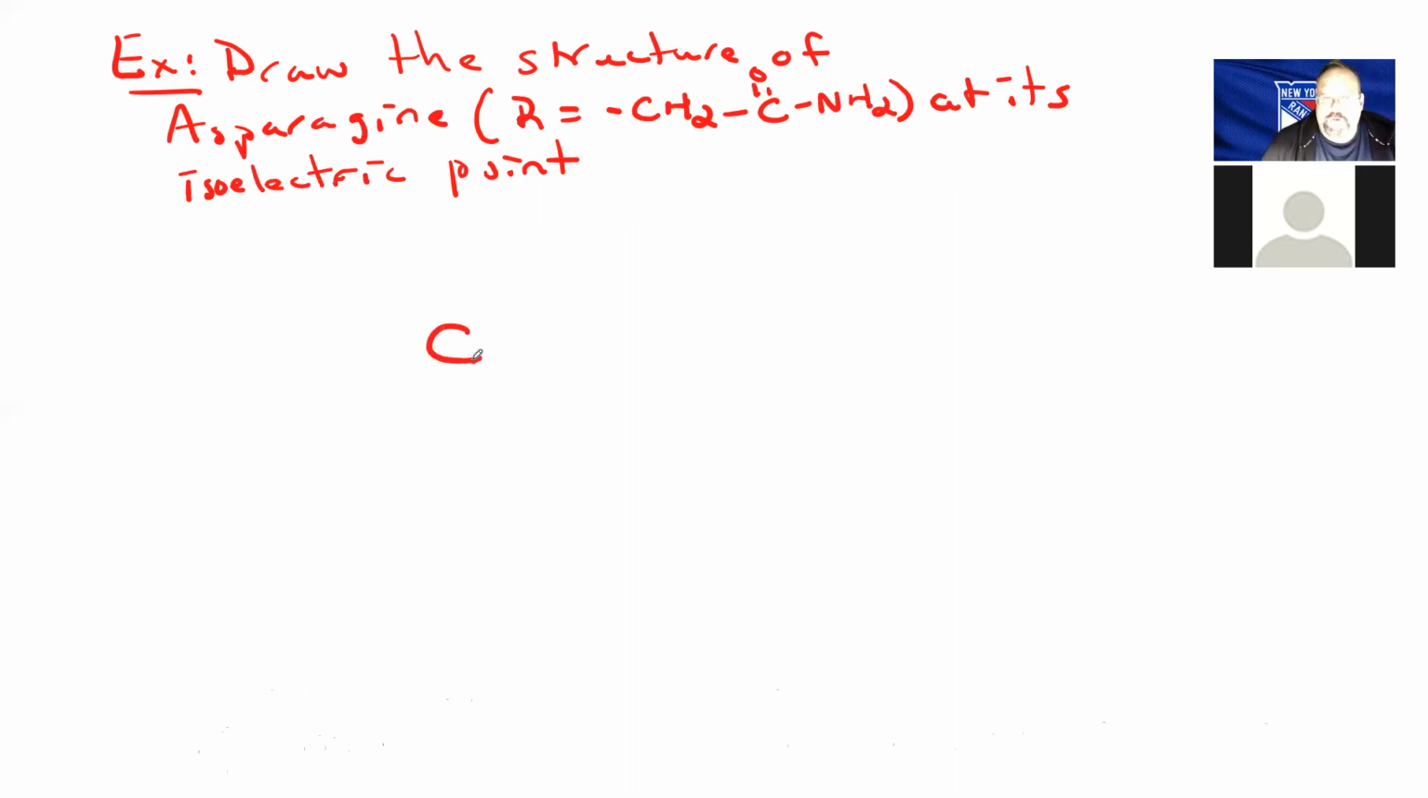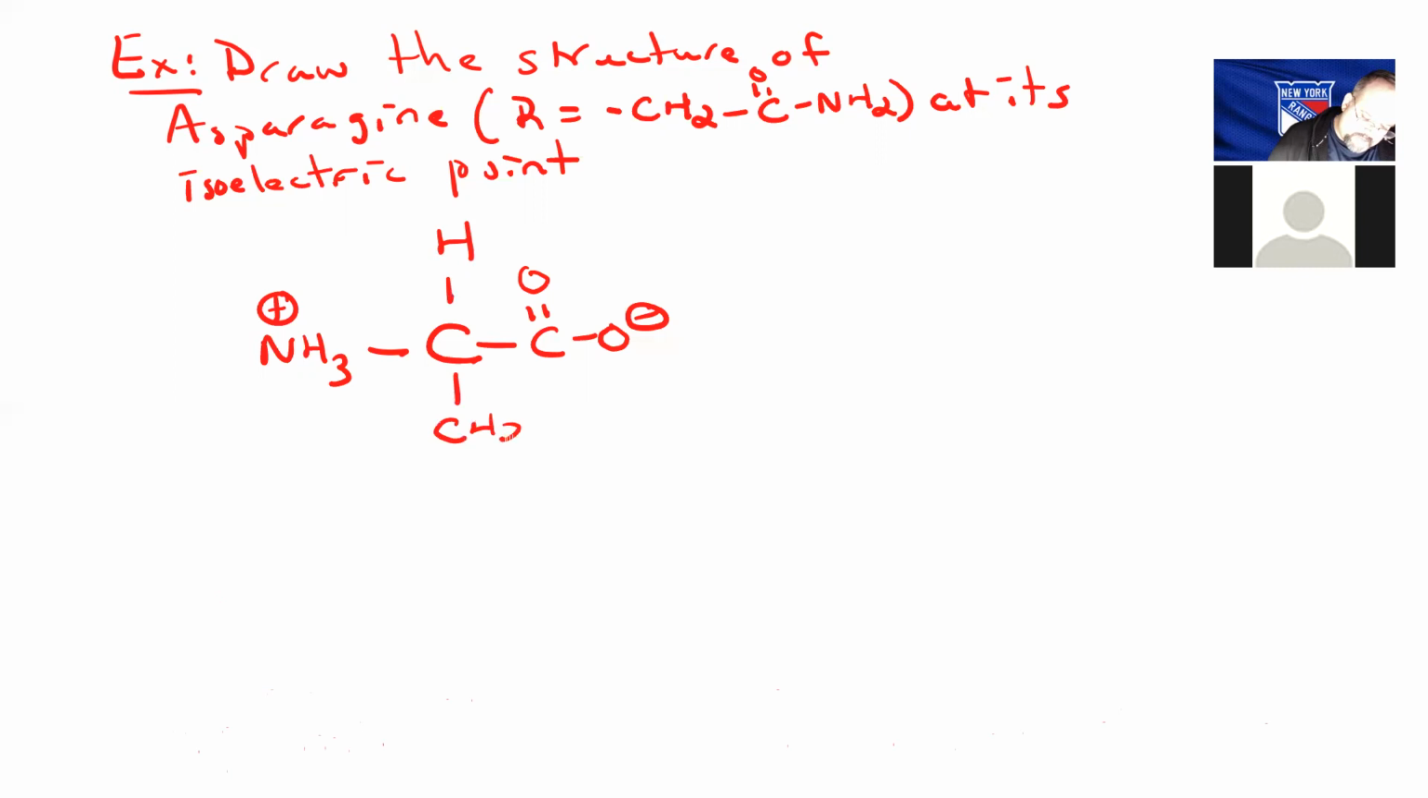If I'm at the isoelectric point, that means the amino group attached to the central carbon has to be in the form of NH3, where the nitrogen has 4 bonds and a positive charge. The carboxyl group attached to the central carbon has to be in the form of C double bond O connected to O minus. You have your hydrogen, and then you're going to have your side chain. So attached to the central carbon here, we're going to put a CH2 connected to a C double bond O connected to NH2. And that's how I would draw the structure of asparagine at its isoelectric point.